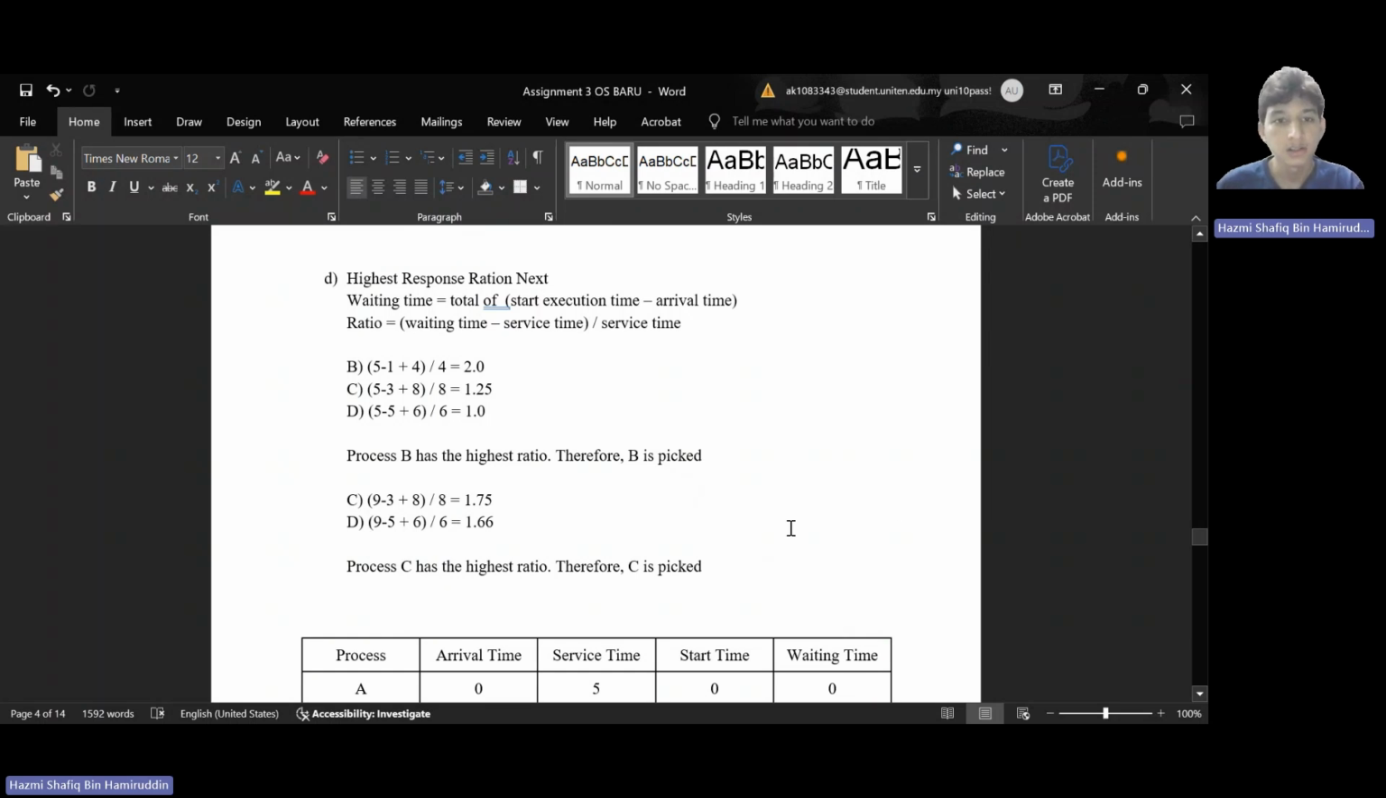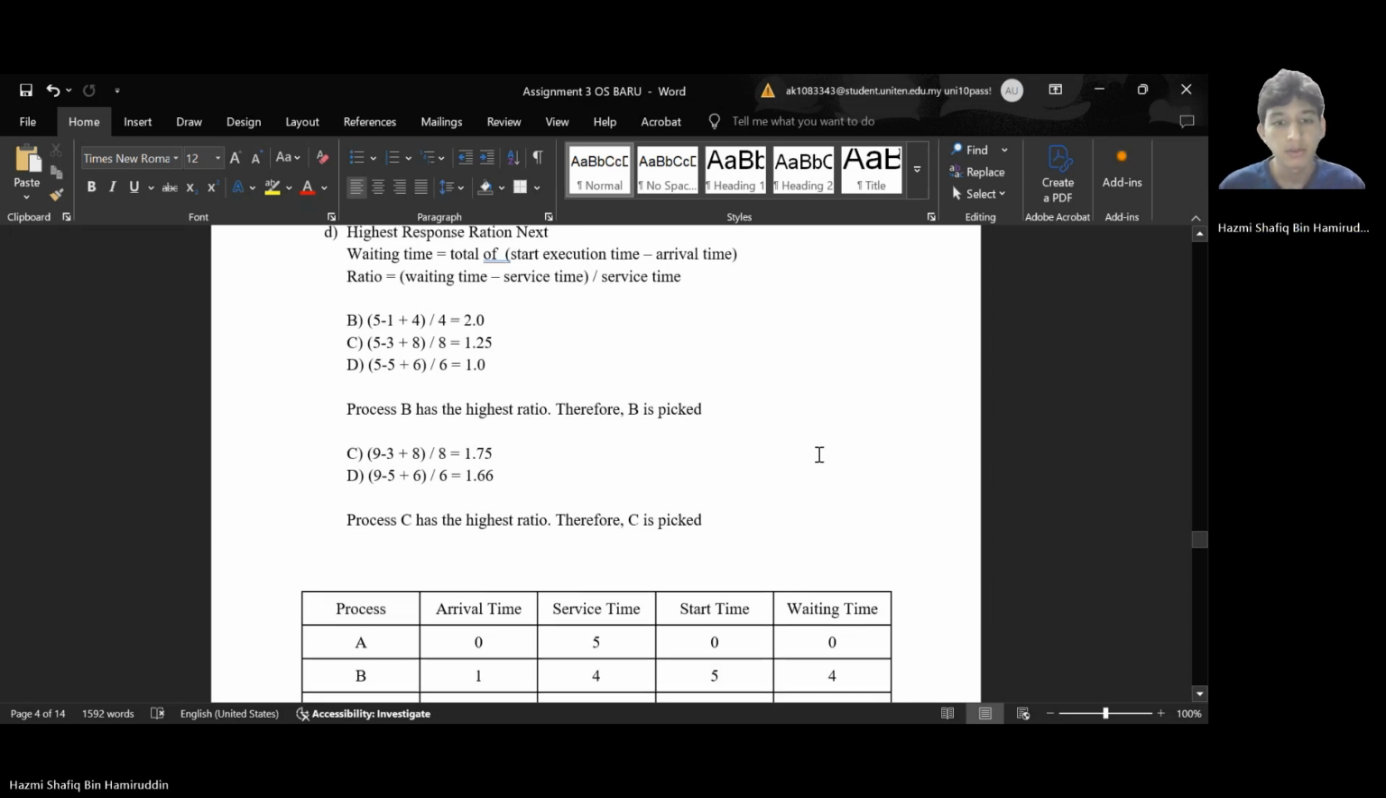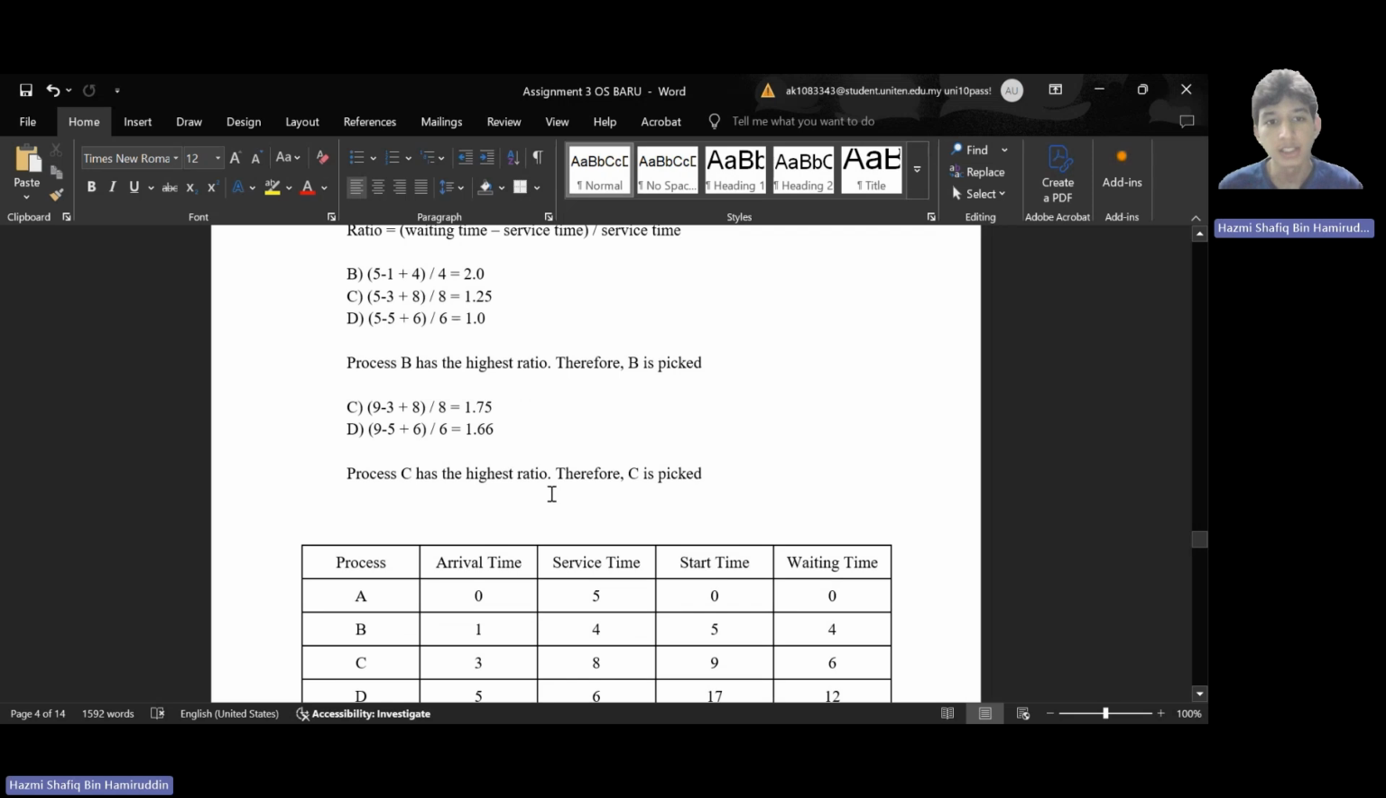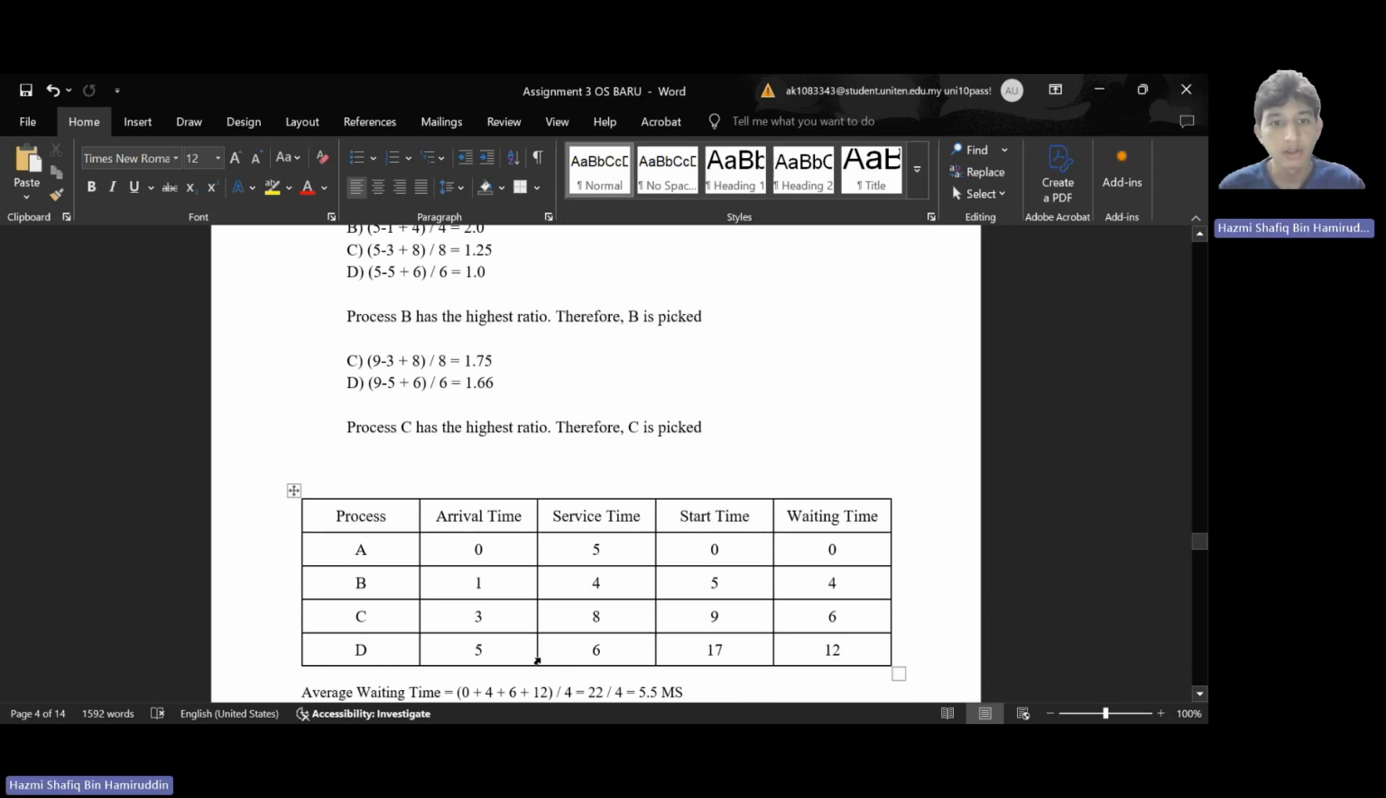Highest response ratio next. To calculate, for B, we take 5 minus 1 plus 4, then divide the total by 4, and we get 2.0. For process C, 5 minus 3, then we add 8, and we divide the total by 8 to get 1.25. For process D, 5 minus 5 plus 6, and we divide the total by 6, and then we get 1.0.